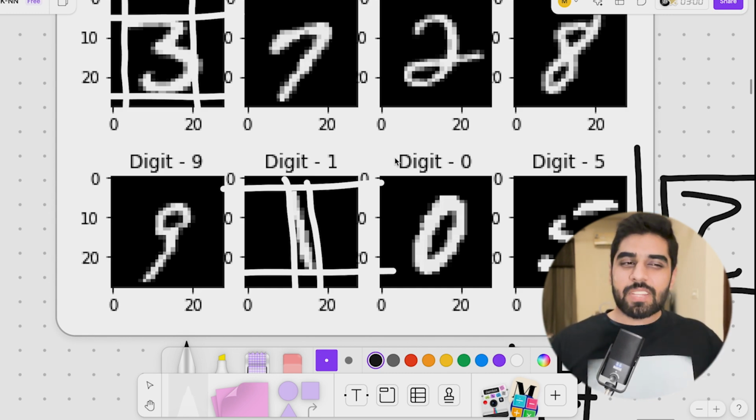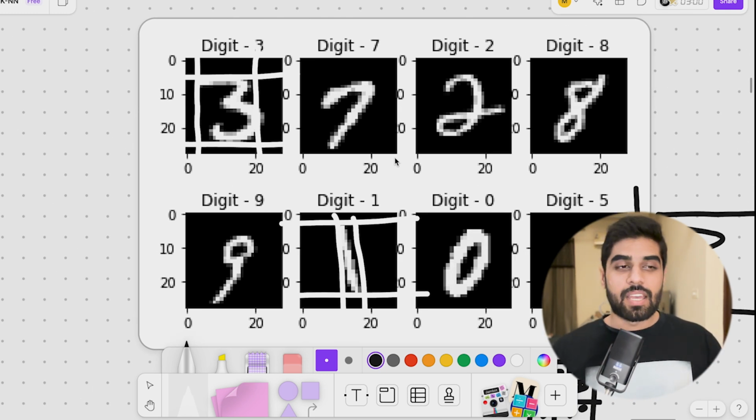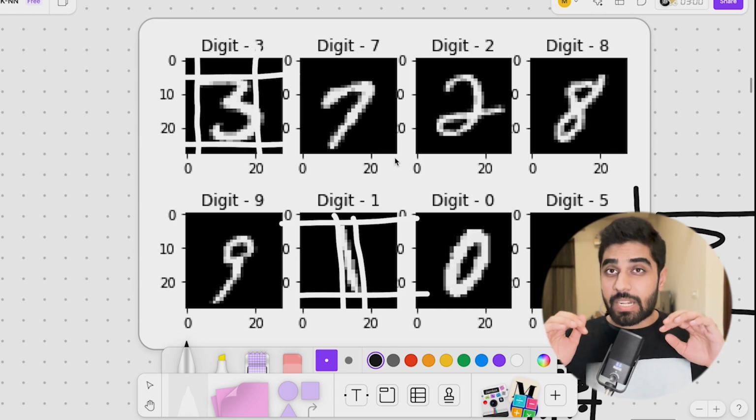And now you can keep thinking of more and more parameters that can be used. And this is an exercise because there are more parameters and features which people have devised to separate these digits out.